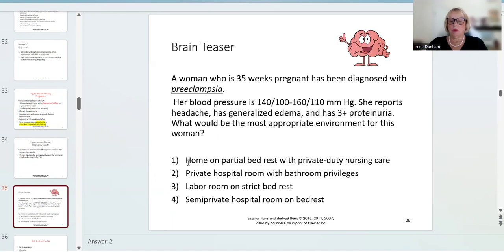You're going to give her a private hospital room with bathroom privileges. The reason why you're going to have private is with preeclampsia, you want to decrease her stimulation. You don't want to have her in a ward, or have a partner, anybody in the room. You want to have a very low key environment, kind of quiet. If anybody aggravates her, they don't come back.